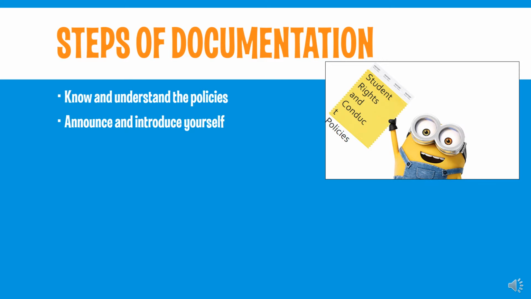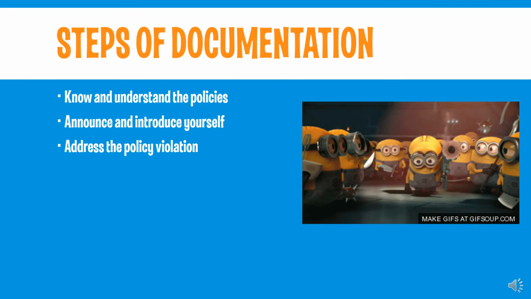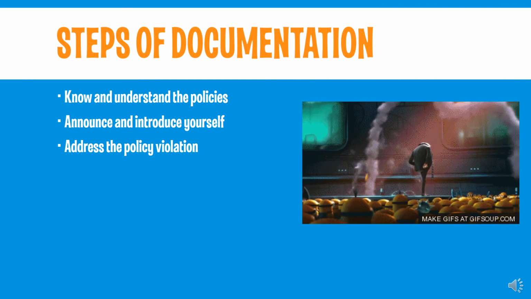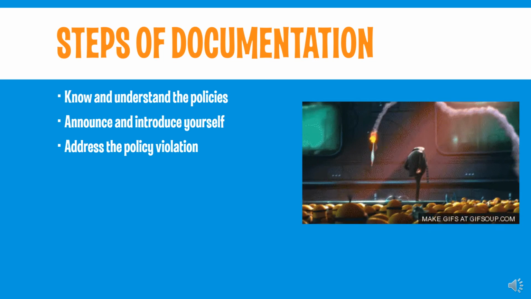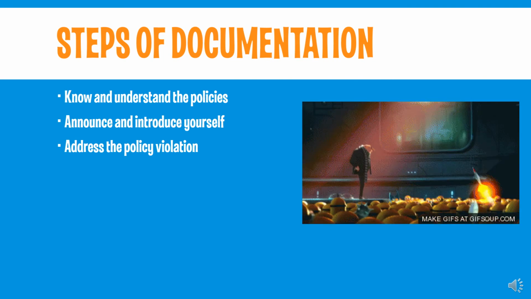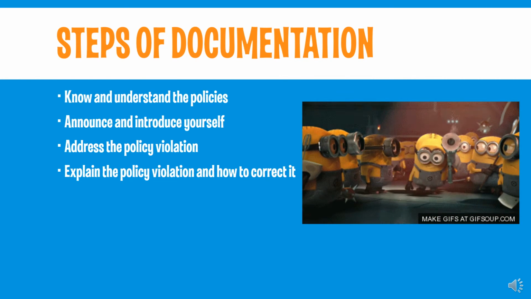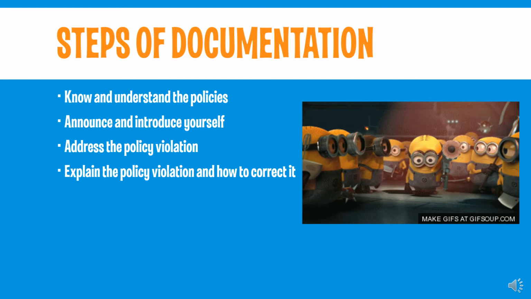My name is blank." Next, address the policy violation. Tell the resident what you observed that made you stop and knock on the door. Remember to focus on the behavior, not the person. "I'm just stopping in because I heard a lot of noises and what sounded like bottles clinking." Next, explain the policy violation and how to correct it. Use your assertiveness skills to be effective in communicating this.